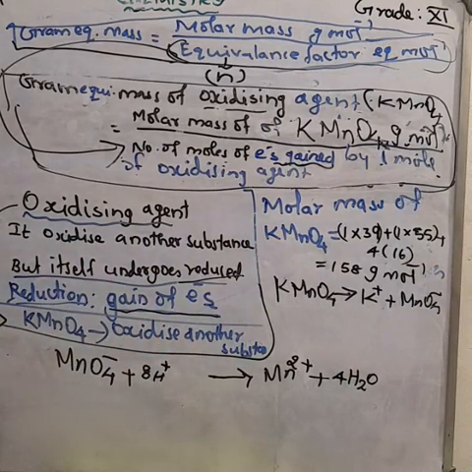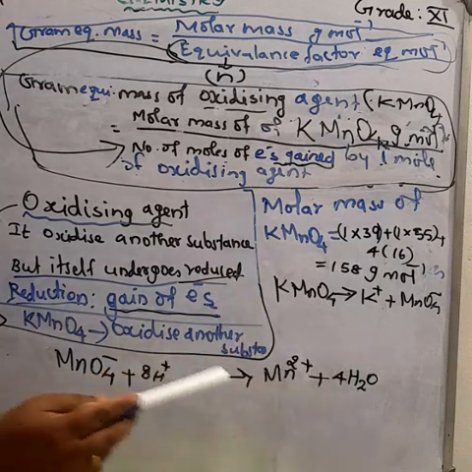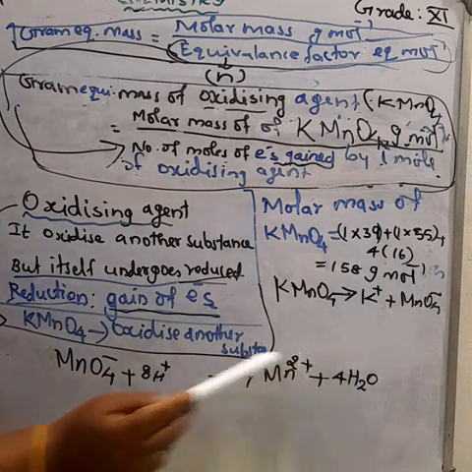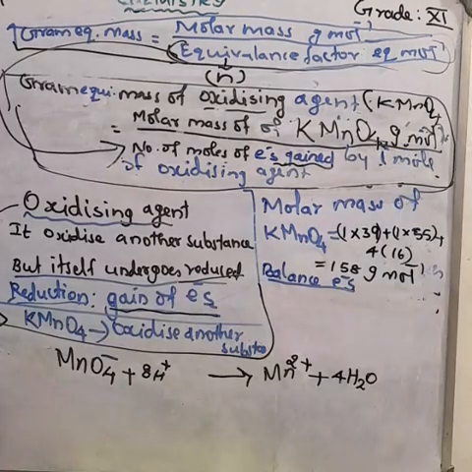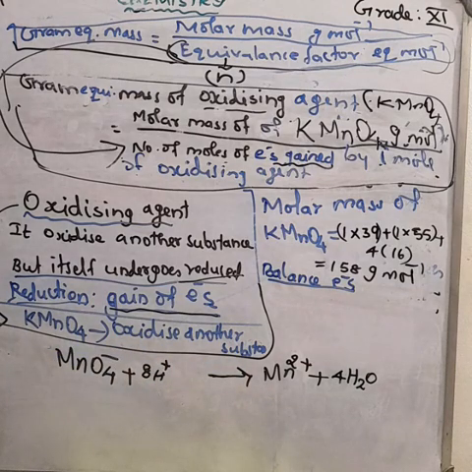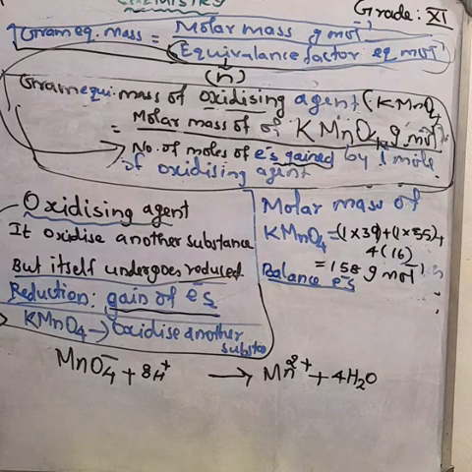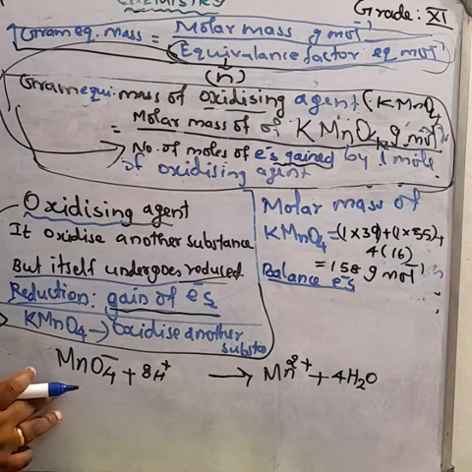Understood? Now the elements are balanced. Manganese has 1 atom on both sides, oxygen has 4 on both sides, and hydrogen has 8 on both sides, so 8 protons. The elements are balanced now, but we also have to balance the number of electrons. For that, we should know the oxidation state.